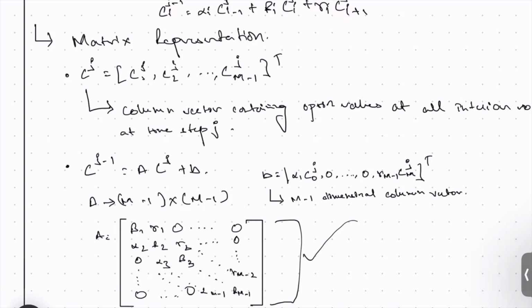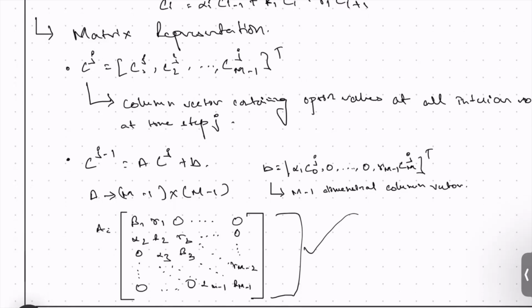The vector B is an (M minus 1) dimensional column vector that incorporates the known values from the boundaries at time step j. The first element C_1^{j-1} depends on C_0^j, C_1^j, and C_2^j. Since C_0^j is a known boundary value, its contribution alpha_1 C_0^j is moved into the vector B. Similarly, the last element C_{M-1}^{j-1} depends on the known boundary value C_M^j, so its contribution gamma_{M-1} C_M^j is also placed in B. All other elements of B are 0. So B will look something like this.